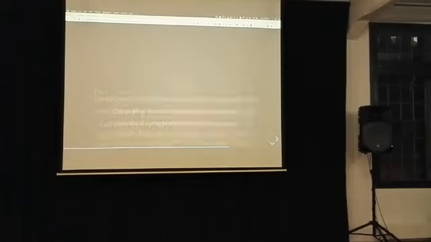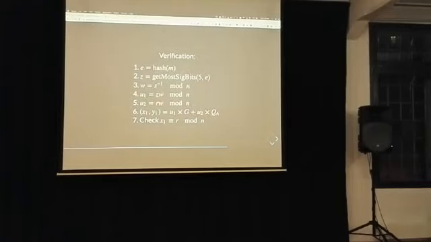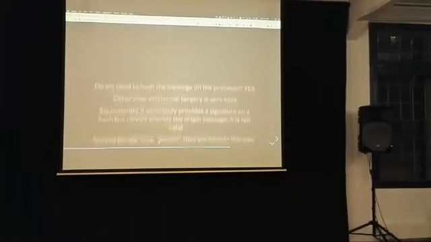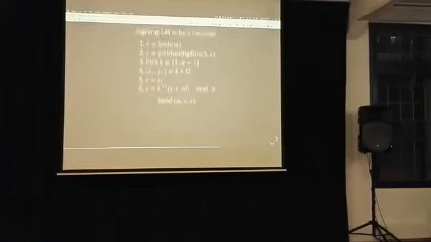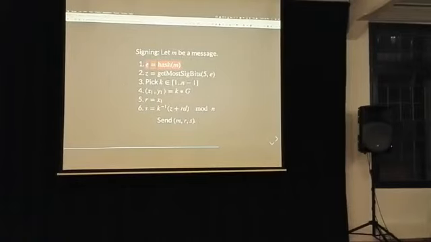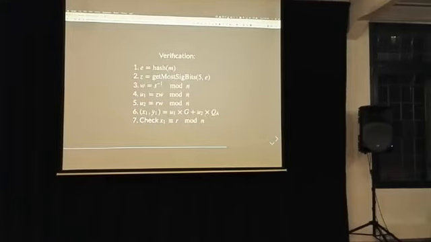Question: do we need to hash the message? Why do we have to do that? Why don't we just take the message itself, assuming that it's an appropriate length, such as 32 bytes? Then we could get rid of this step. We could just send the hash. It would make everything simpler for us.